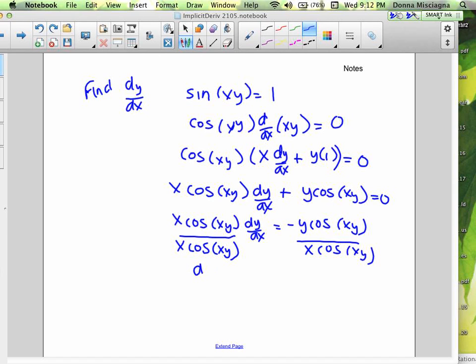So we've got dy dx equals negative y over x. How about that? The cosines dropped out when we simplify that. Well, that's an interesting little derivative. I didn't expect the cosines to drop out. All right, so let's try the next one.